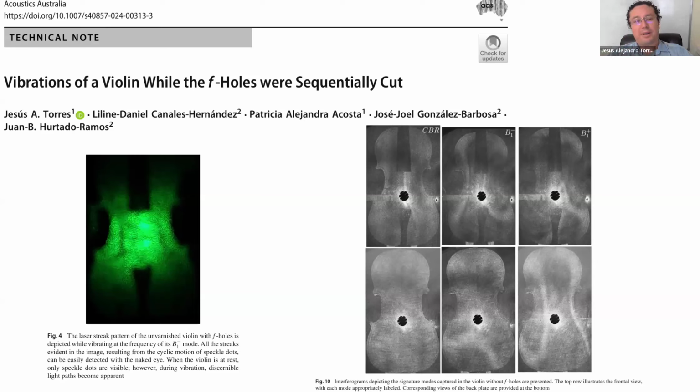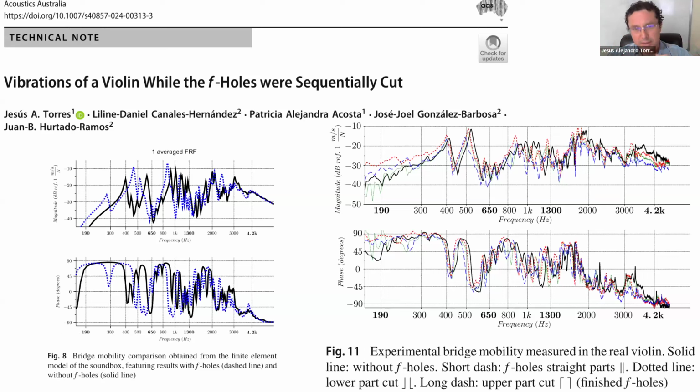This is part of a paper, again in Acoustics Australia, named Vibrations of a Violin While the F-holes Were Sequentially Cut. So we have a violin without F-holes, and we measure the instrument. Firstly, we had found that even without F-holes, signature modes appear clearly. But the most interesting part of this project, in my opinion, was exploring the bridge hill.